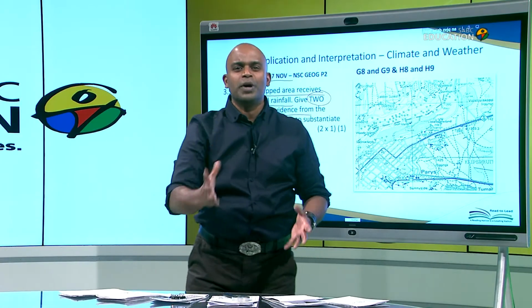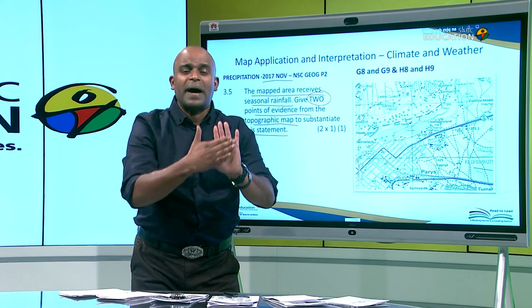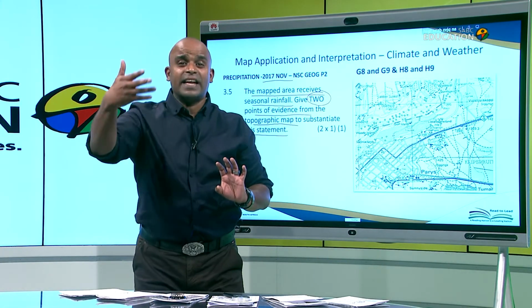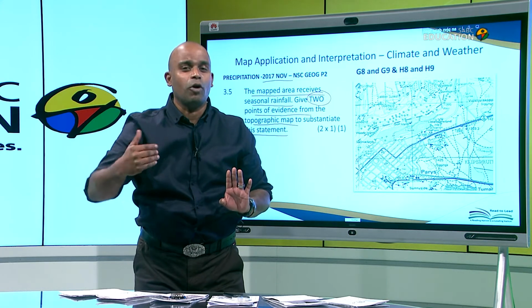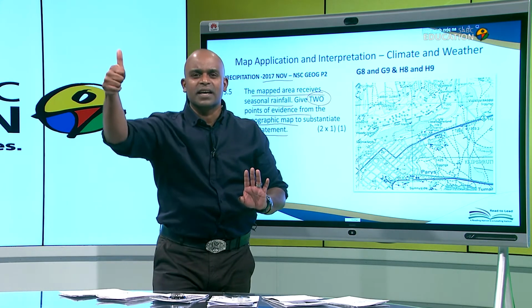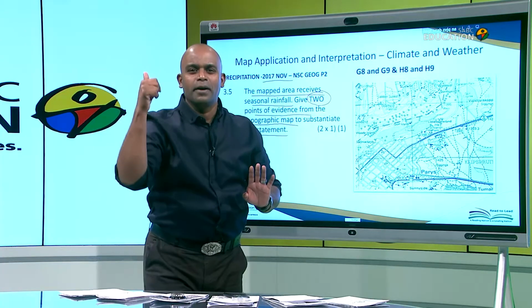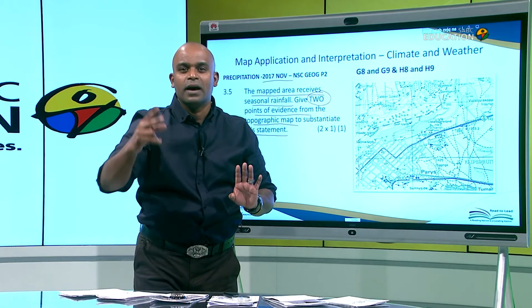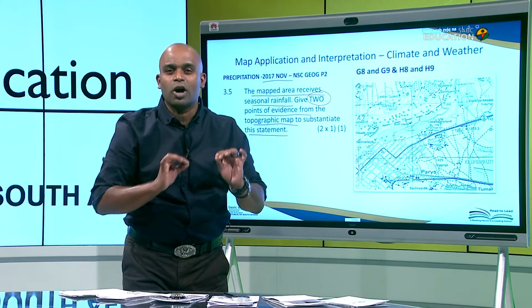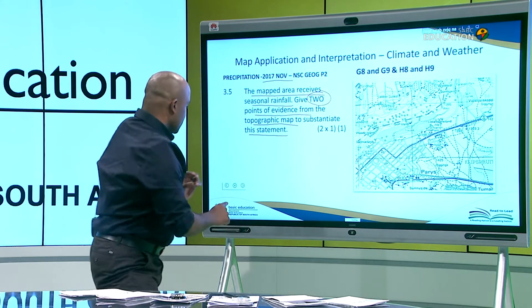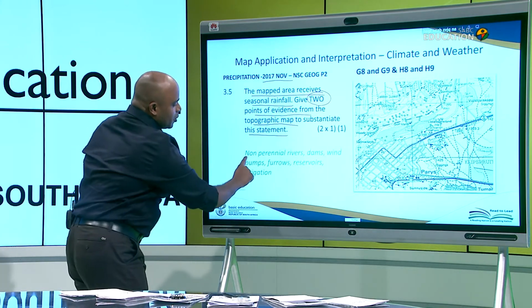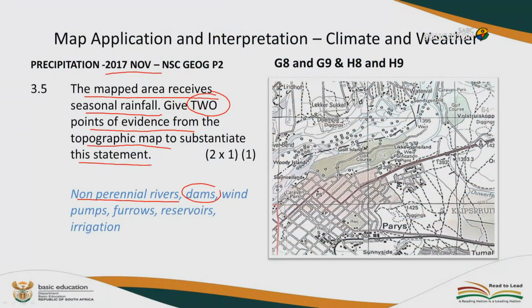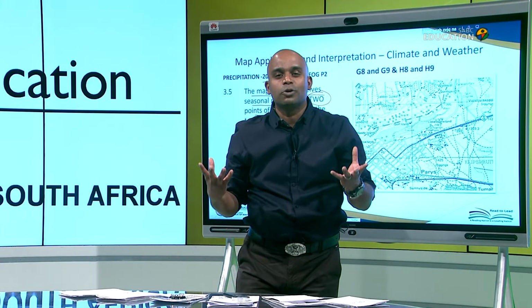All you have to do is find that evidence by referring to symbols that denote seasonal rainfall without even looking at the answers. Reservoirs, correct. Non-perennial streams, periodic or non-periodic rivers. So let's look at those answers. Non-perennial rivers, dams, wind pumps, furrows, reservoirs, or irrigation. And these forms of irrigation, remember, include furrows.